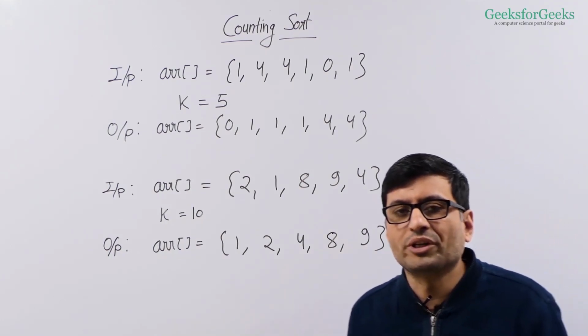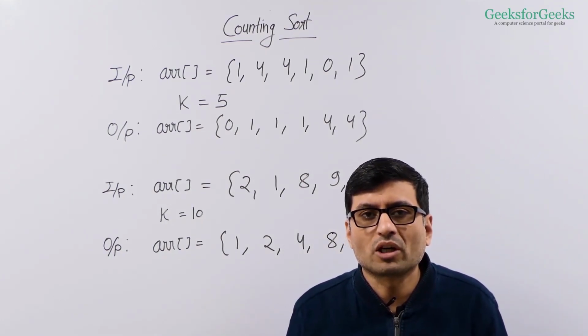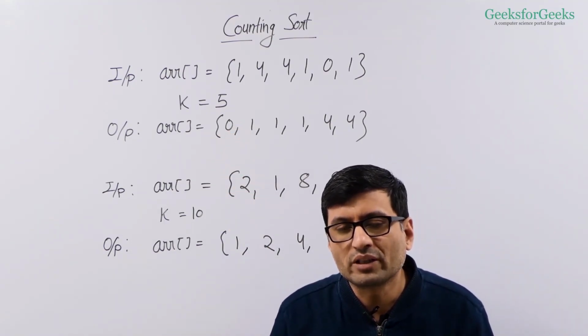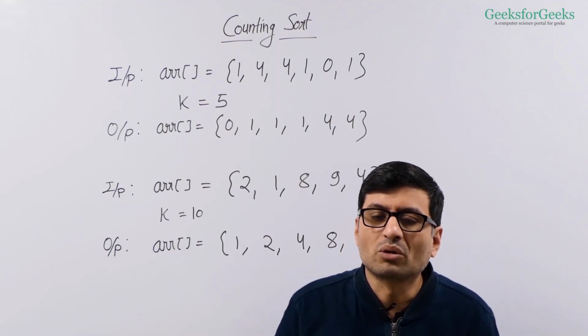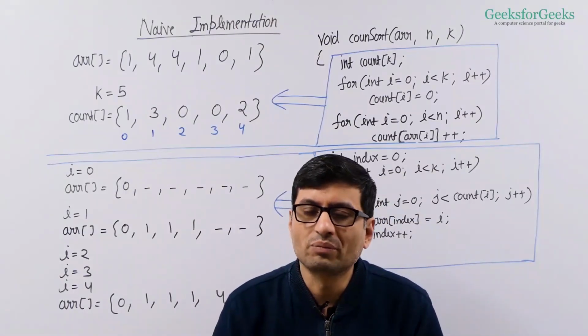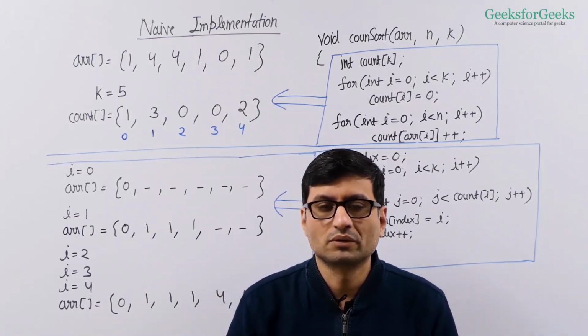Now please pause this video and try to write down a program that takes an array as an argument, takes k as an argument and sorts the array in big O of n plus k time. Let us first talk about a naive implementation to solve this problem.